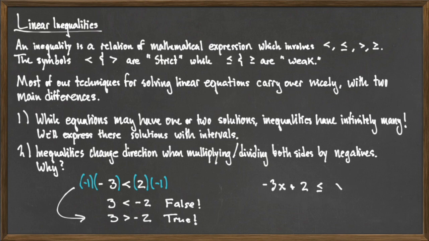Next, suppose you had the inequality -3x + 2 is less than or equal to x. If I multiply both sides by -1, I'll end up with 3x - 2 is now greater than or equal to -x. So the only thing that ever changes about an inequality when it flips is the fact that it's flipped. Strict inequalities don't change to weak inequalities, and weak inequalities don't become strict inequalities.